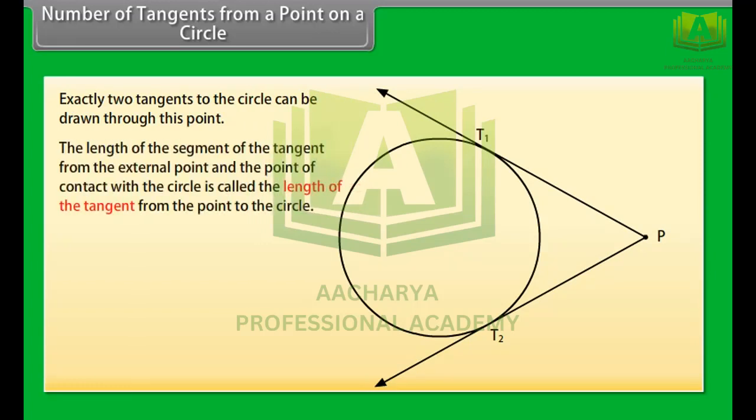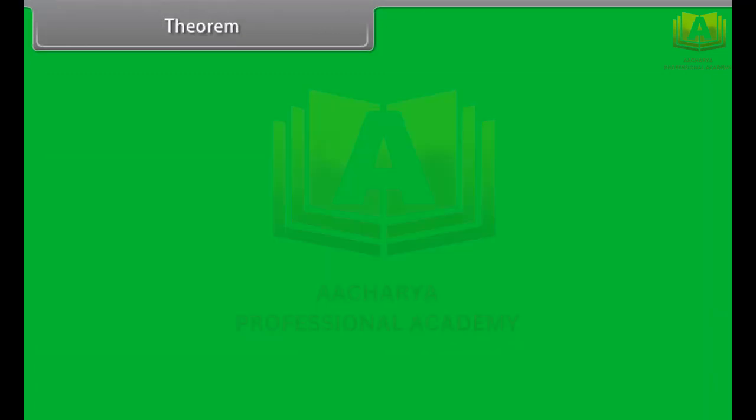The length of the segment of the tangent from the external point and the point of contact with the circle is called the length of the tangent from the point to the circle. Here PT1 and PT2 are the lengths of the tangents from P to the circle. The lengths PT1 and PT2 have a common property which we will learn in the next screen.